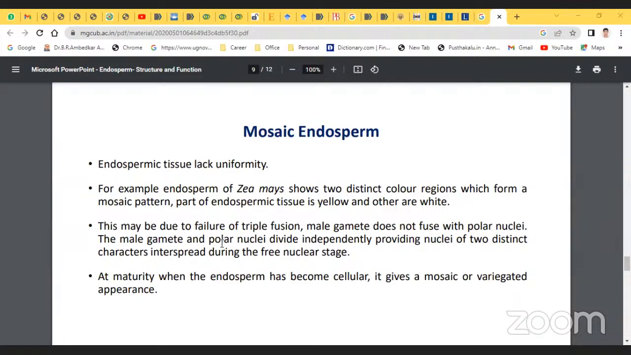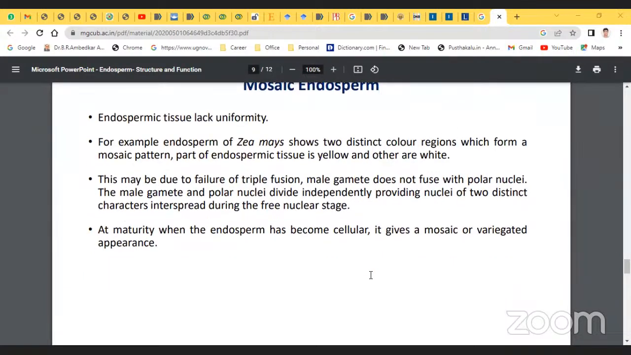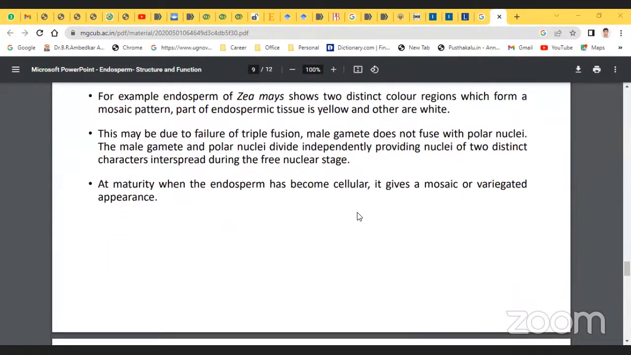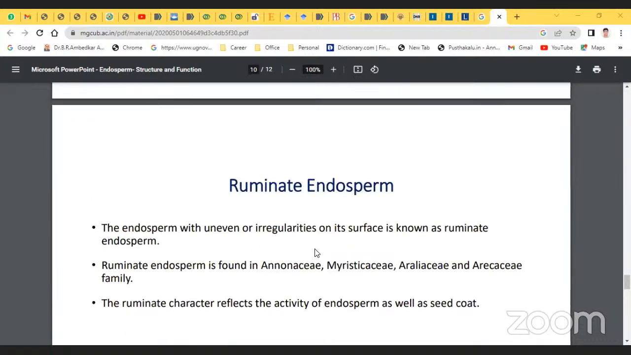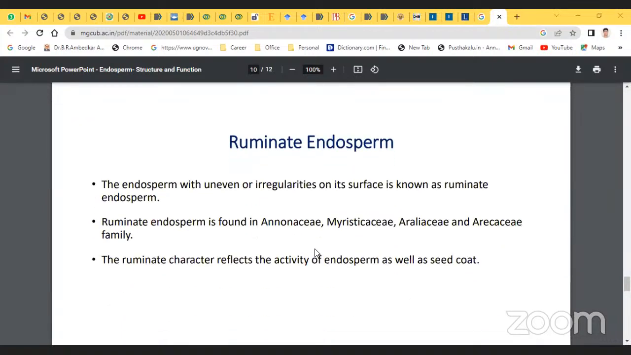So these are the reasons. At maturity, when the endosperm has become cellular, it gives a mosaic and variegated appearance because of this reason. Next, one more important endosperm is the ruminate endosperm.